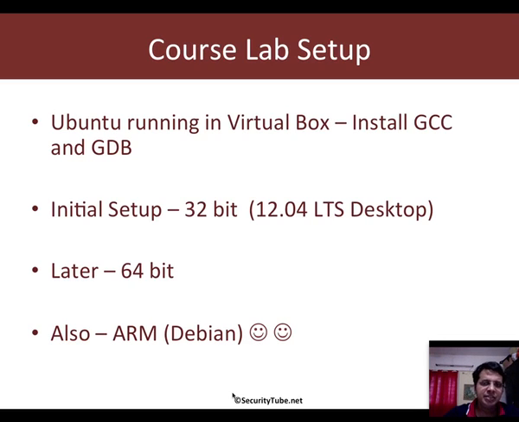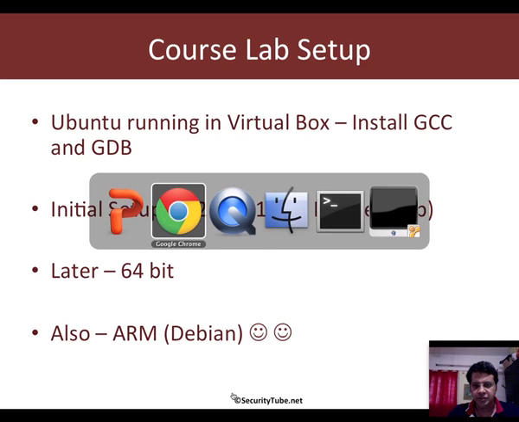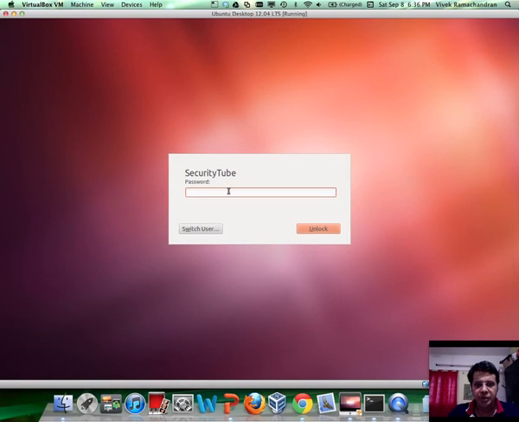Later on, we'll take 64-bit, again Ubuntu, and then, okay, wait for it, ARM, right? Probably the Debian version, which we'll try and run inside QEMU. And we'll look at how we can use GDB on those embedded devices such as your iPhone and all of that as well, right? So let me show you how my lab setup looks like for the first couple of videos. Here is my cute little Ubuntu machine.